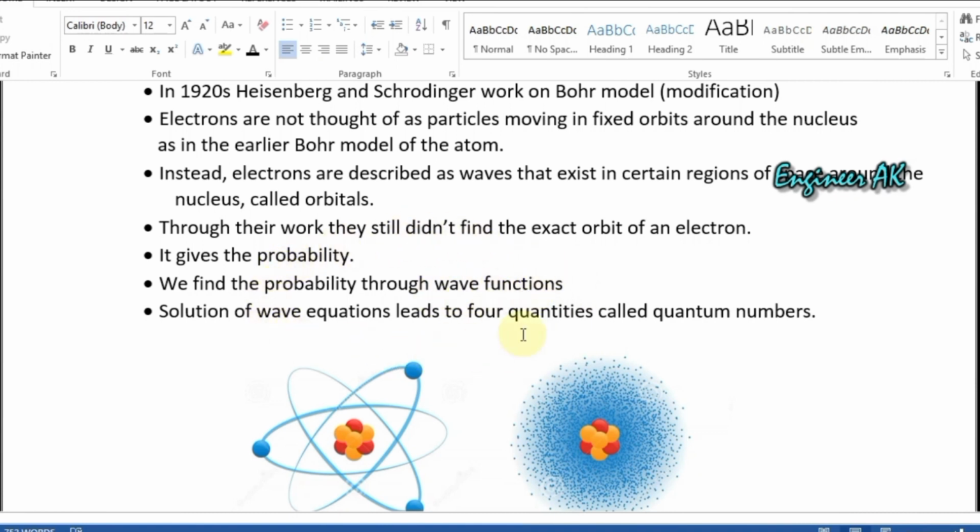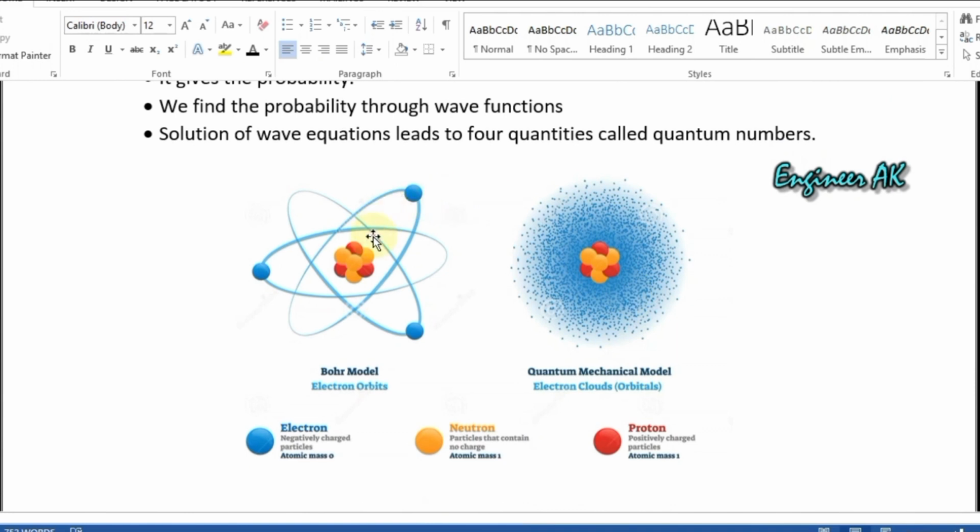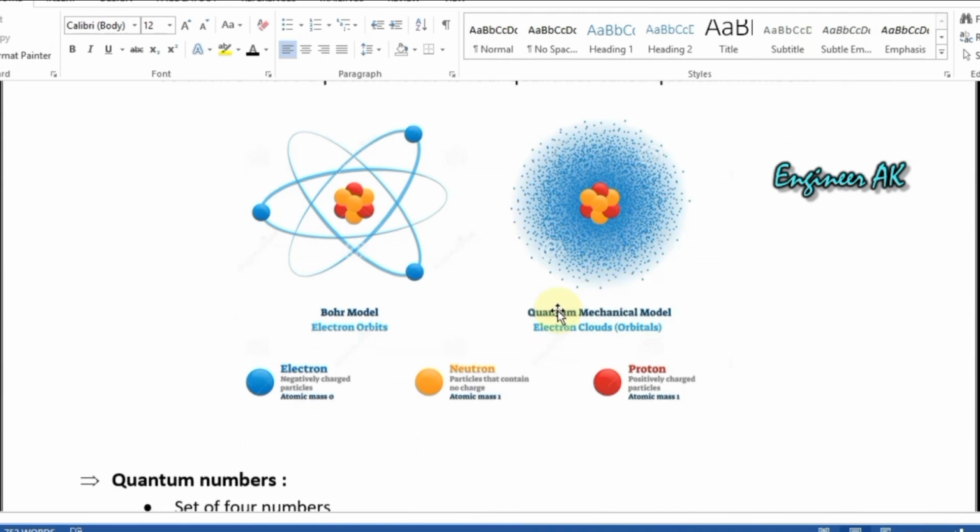When we solve this wave function, we get four quantities that are known as quantum numbers, which we will discuss later. So this was the first Niels Bohr model, in which the electrons are revolving in circular or elliptical orbits around the nucleus. And this is now the quantum mechanical model. In this we can see the electron cloud orbitals, in which we find the probability of where a particle exists, or in which orbital that particle exists.